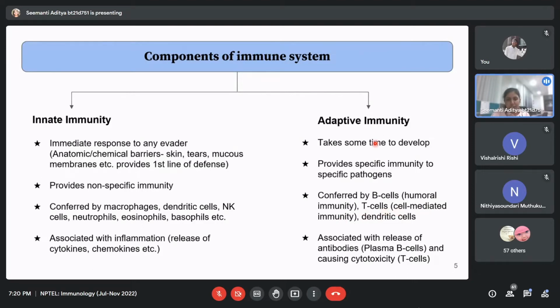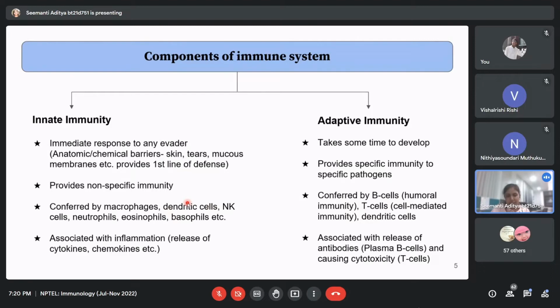Now, adaptive immunity can also be conferred by dendritic cells. So you see, dendritic cells have a position in innate immunity as well as in adaptive immunity. Dendritic cells basically bridge the gap between innate immunity and adaptive immunity. We will see how. It is also an antigen presenting cell that will go and engulf the pathogen in the innate immune response, show phagocytosis, and then process the pathogen and show it to the B cells or the T cells. So it bridges the gap between innate and adaptive immunity.